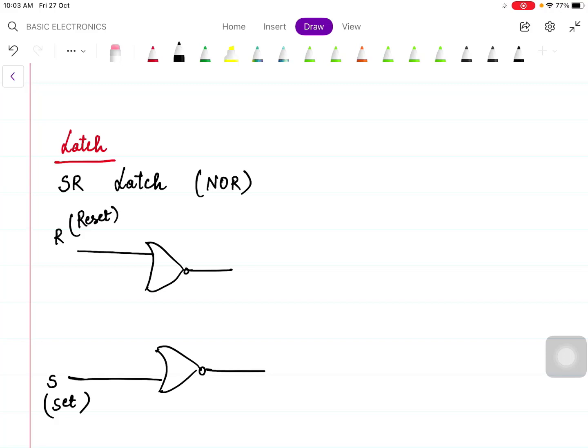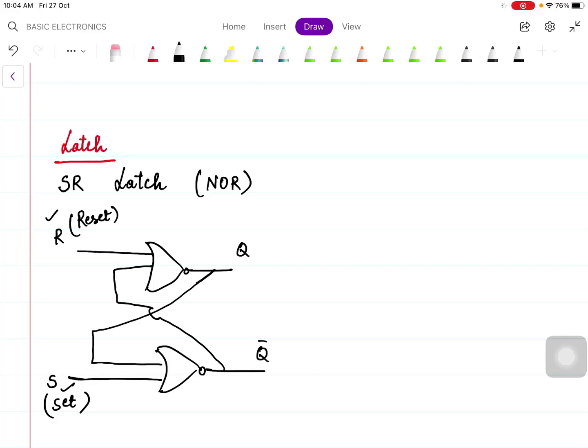The other inputs of both NOR gates are connected to the outputs. The output of this particular NOR gate is connected over here, and the output of the other NOR gate is connected like this. So this is the circuit of SR latch using NOR gates. Remember, in the SR latch using NOR gates, we have R here and S over here, and the two outputs are called Q and Q bar.